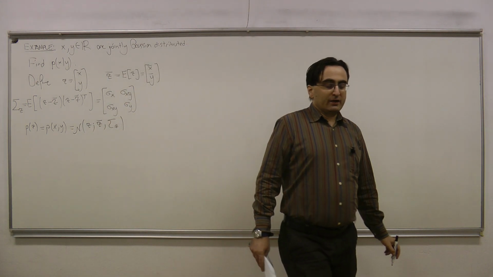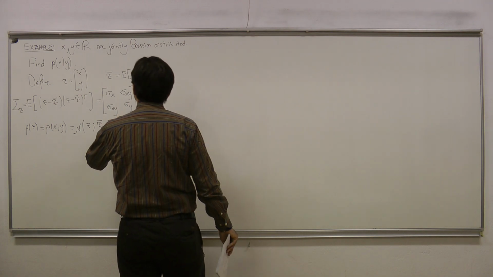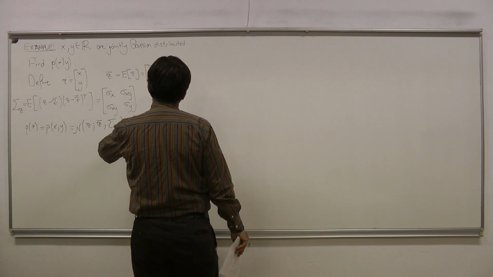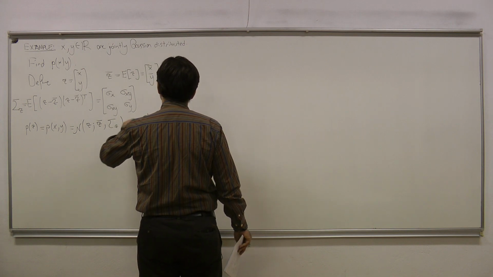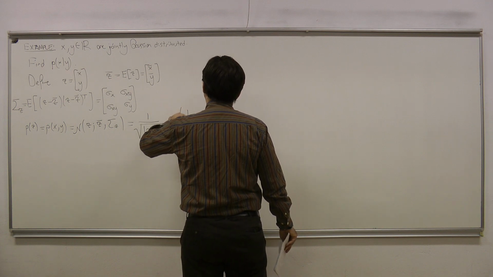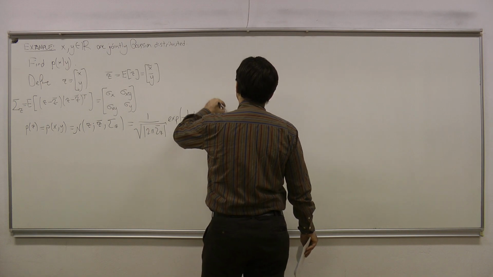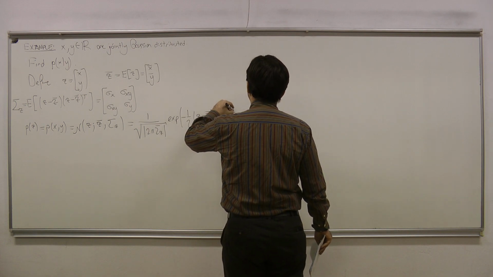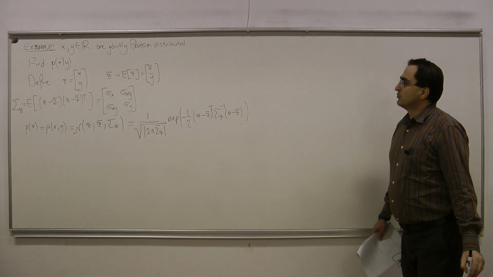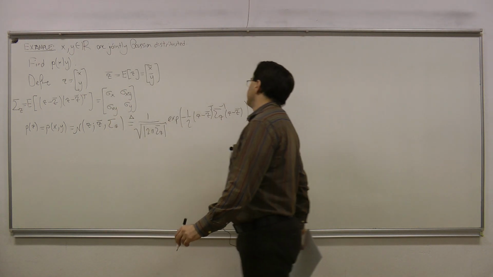If I now write the Gaussian distribution expression here, this is going to be 1 over the square root of 2 pi times the determinant of sigma z, and I would have exponential of minus 1 over 2 times the quadratic form: (z minus z bar) transpose, sigma z inverse, times (z minus z bar). So this is the definition of a multivariate Gaussian distribution.